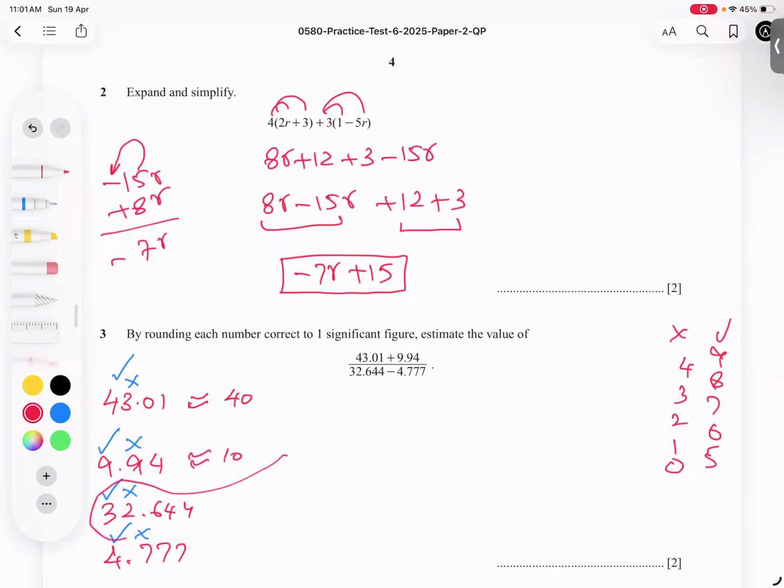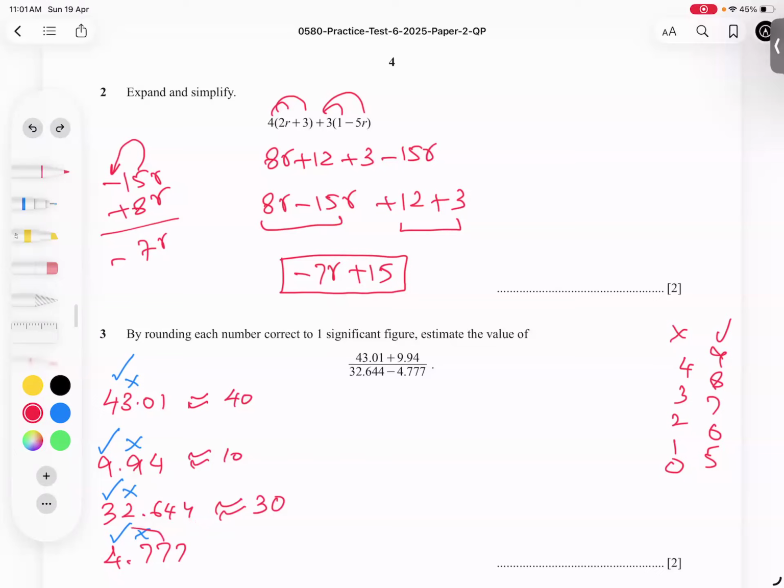What about this 32.6? Actually this number 2 I don't need, so do we need to add? No need. So approximately I got 30. Some students write 3, which is wrong. In the place of the 2, I must write 0. After the decimal, you don't write it, no problem at all.